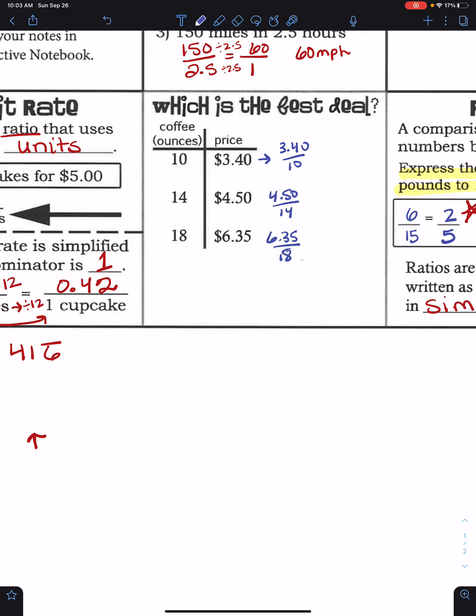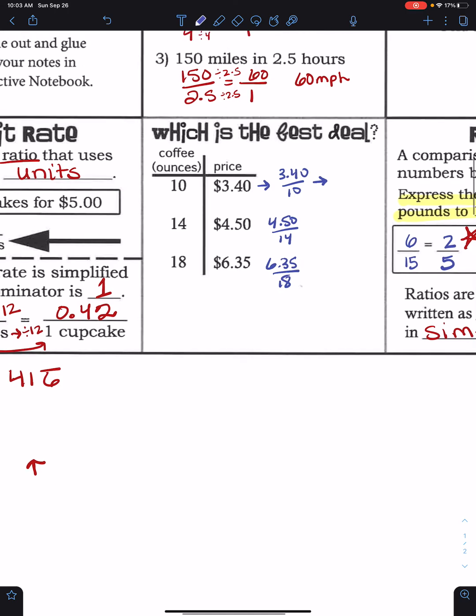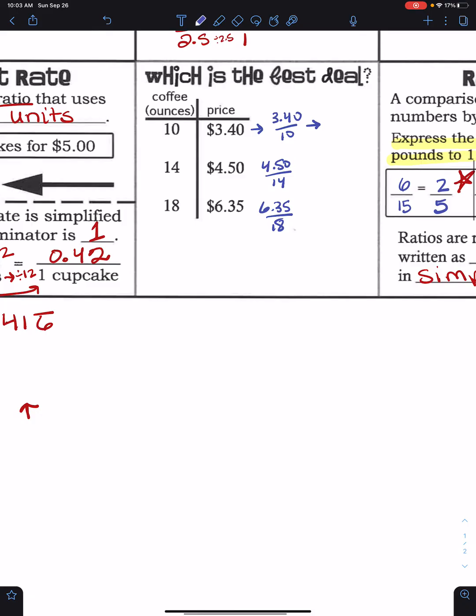If we want to know how much for 1 ounce of coffee for each of these scenarios, we're going to divide, really we're just dividing the numerator by the denominator, which is what we did in all of these problems above, right? So 3.40 divided by 10, we didn't even need a calculator for 0.34. And then $4.50 divided by 14 is a long decimal that I can round to 32 cents. And 6.35 divided by 18 is another long decimal that I can round to 35 cents.